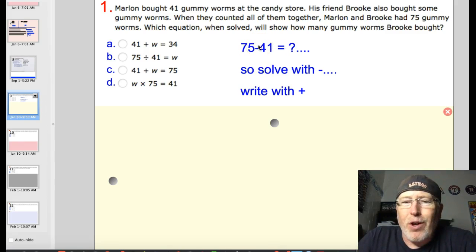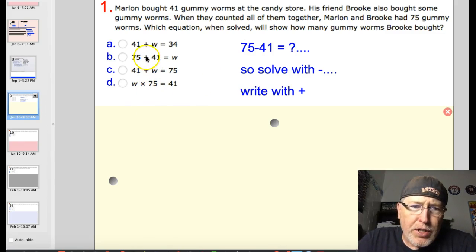Do you notice how I didn't even solve it? I just set it up as, hey, I would solve it with subtraction, so I'm going to write with addition. So there are 2 addition equations here. Now let's just put them in and see if it works.